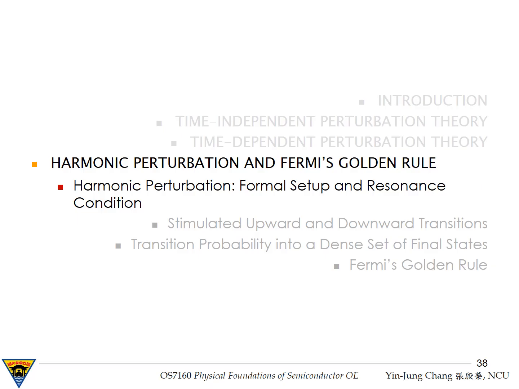So this section is organized into 4 parts. First, we will study the formal setup of harmonic perturbation and derive the resonance condition. There we will see that a harmonic perturbation most strongly affects those states whose energy difference from the initial state is approximately equal to the driving quantum, which is h bar omega naught.